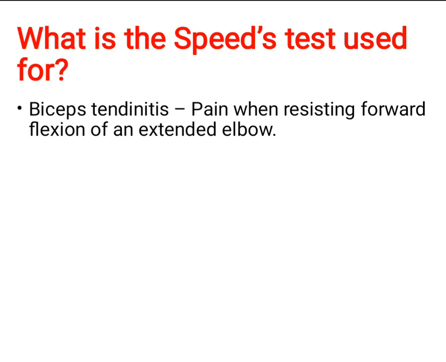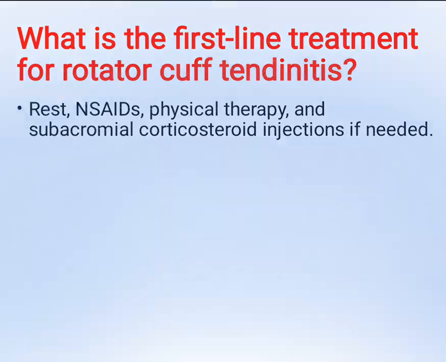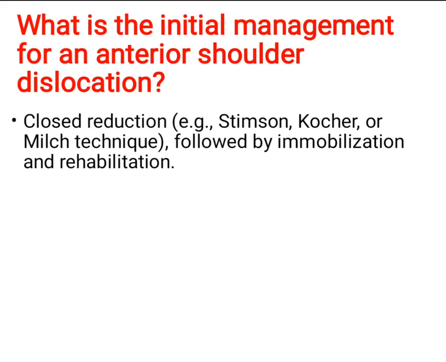Management and treatment. 21. What is the first-line treatment for rotator cuff tendinitis? Rest, NSAIDs, physical therapy, and subacromial corticosteroid injections if needed. 22. What is the initial management for an anterior shoulder dislocation? Closed reduction, e.g., Stimson, Kocher, or Milch technique, followed by immobilization and rehabilitation.